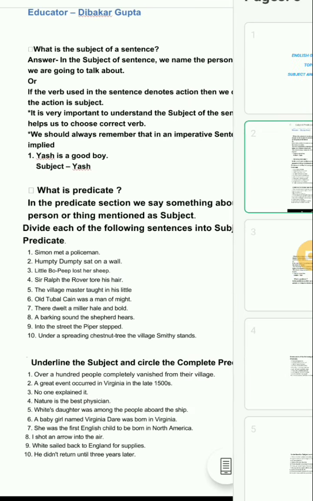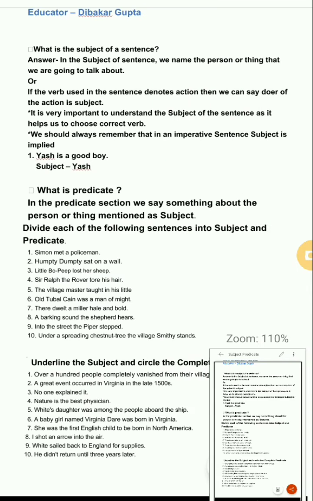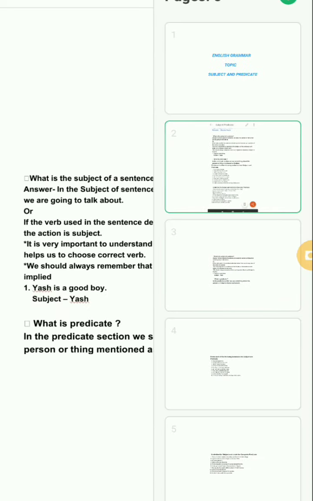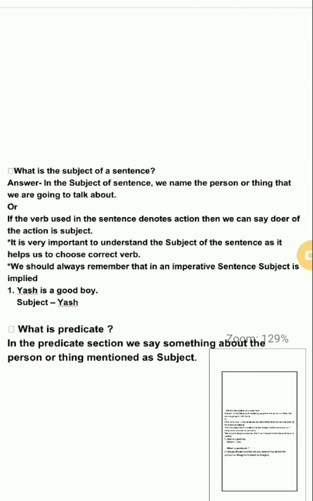These are the things I'm going to cover over here. Here we have what is the subject of a sentence. Then we will discuss predicate. Then we have some practice work. After that we will finish the work for you. So let's begin. What is the subject of a sentence?